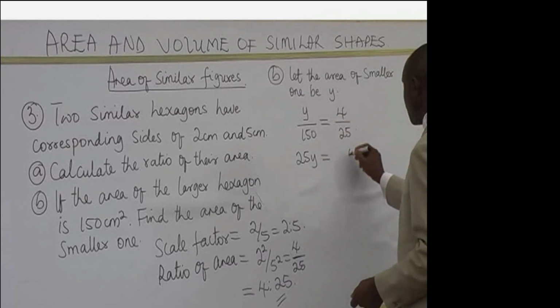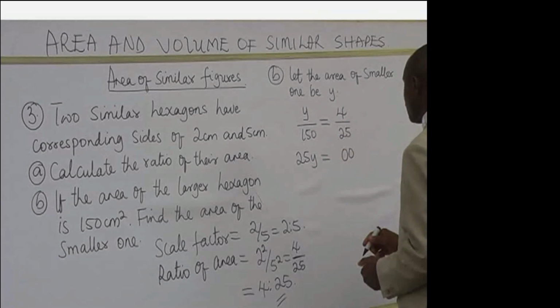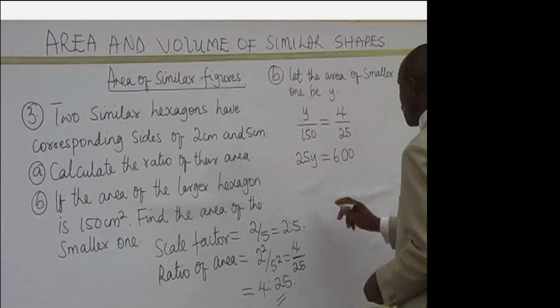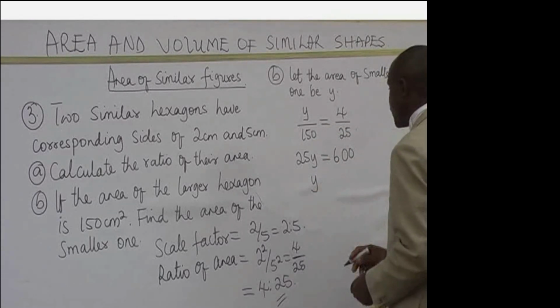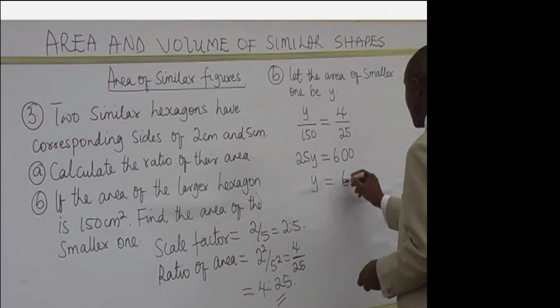4 times 0 is 0. 4 times 5 is 20. Write 0 and carry 2. 4 times 1 is 4, plus 2 will give you 6. That means 4 times 150 is 600. If you divide both sides by 25, you'll be left with only Y on the left hand side, and on the right hand side, you're going to have 600 divided by 25.